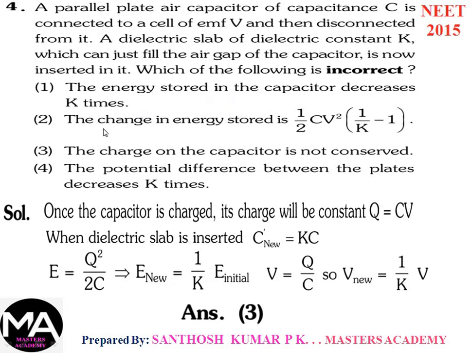Here it is. The change in energy stored is half of CV square into 1 by K minus 1, because E new minus E is 1 by K minus 1 into Q square by 2C, or half CV square, and potential difference between the plates again decreases K times. Therefore, third one, the charge on the capacitor is not conserved, is the incorrect statement, because here once the capacitor is charged, the charge will be constant, therefore it is conserved.